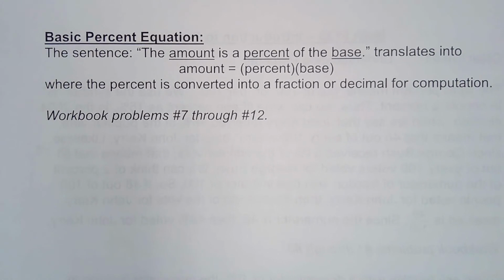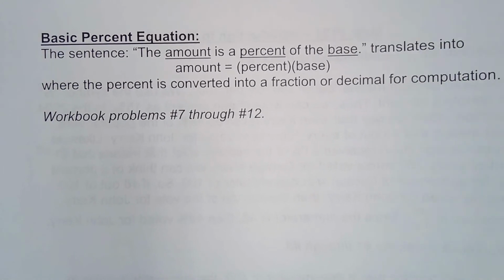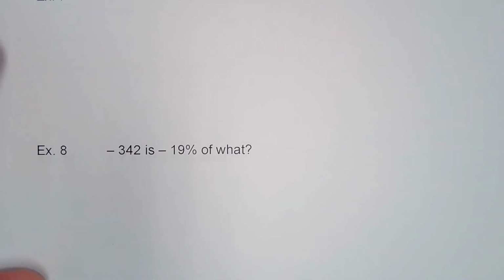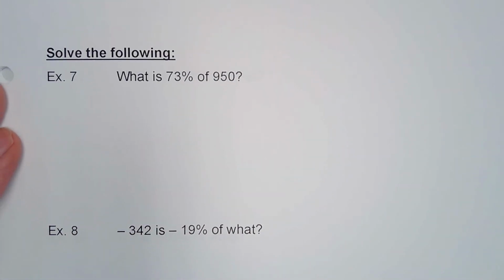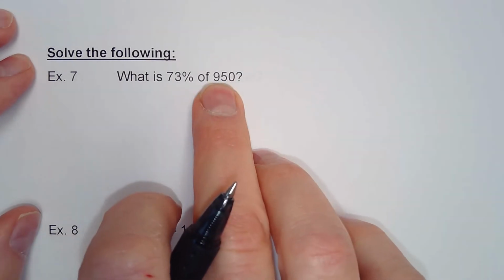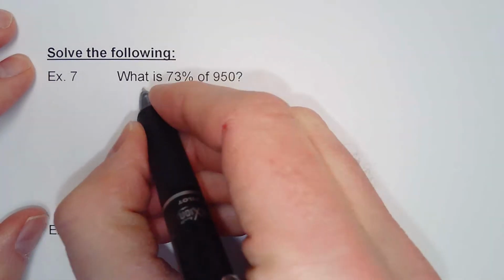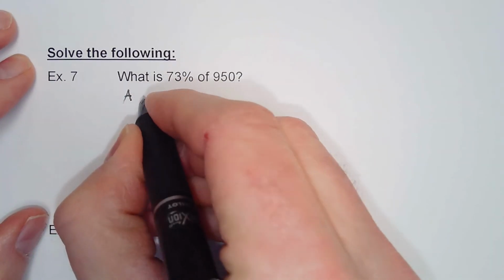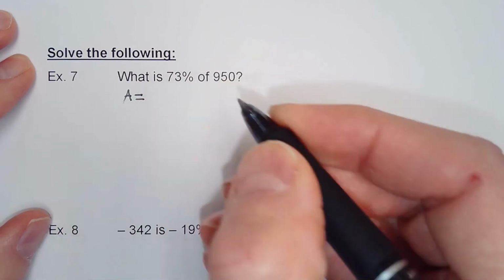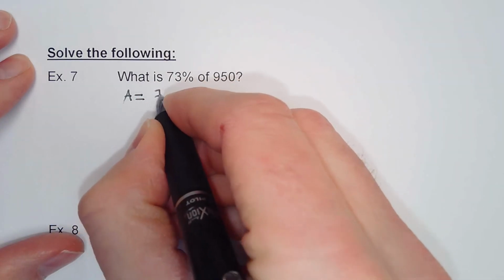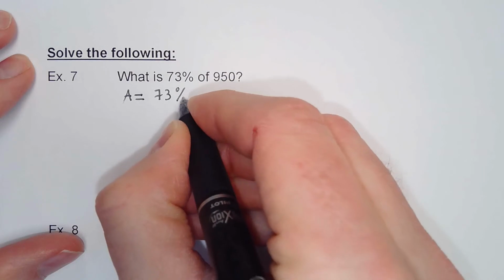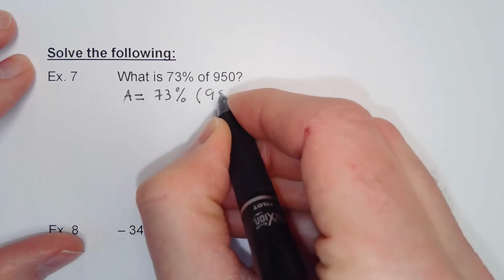So let's take a look at our workbook problems, number 7 through 12. This is on page 99. And it asks, what is 73% of 950? So I have the base, I have the percentage. I'm looking for the amount. So I'm going to translate it. A is my equals. 73% of means multiply.